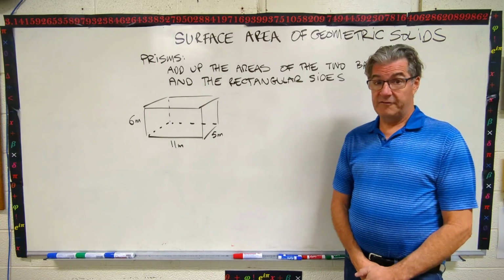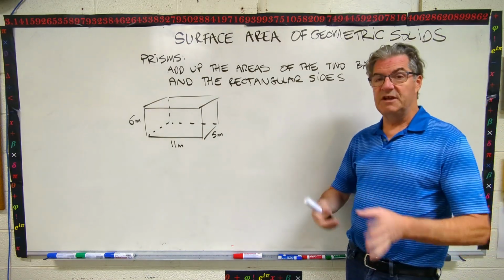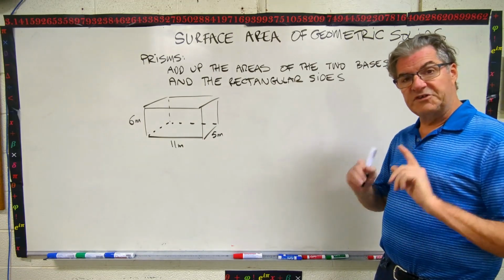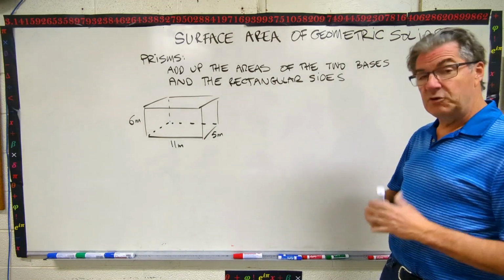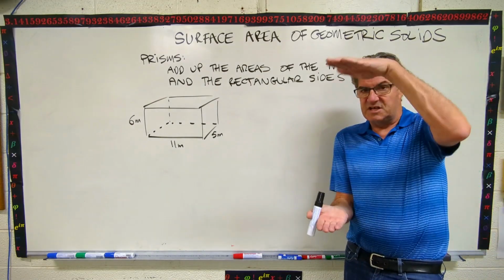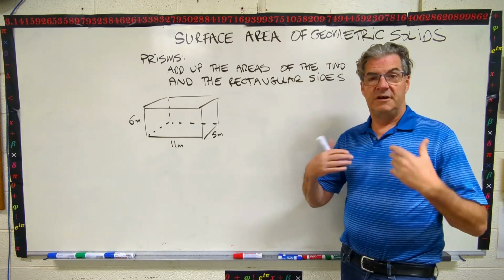Today's topic covers the surface areas of geometric solids, and it's the last new lesson in our series dealing with geometric solids. So let's take a look. We're going to start with prisms. If you recall, a prism is a figure built on 2 bases, like a base and a top, that are a polygon: triangle, square, rectangle, etc.